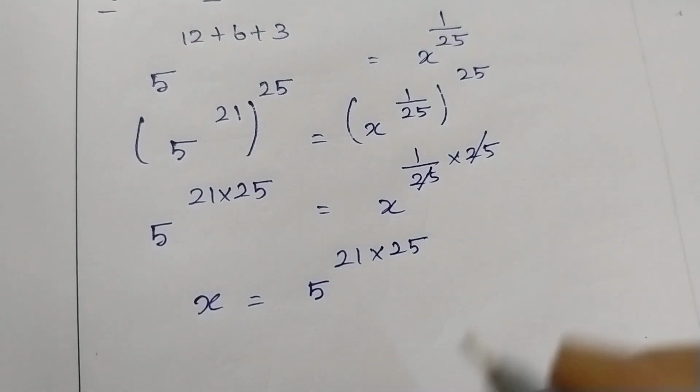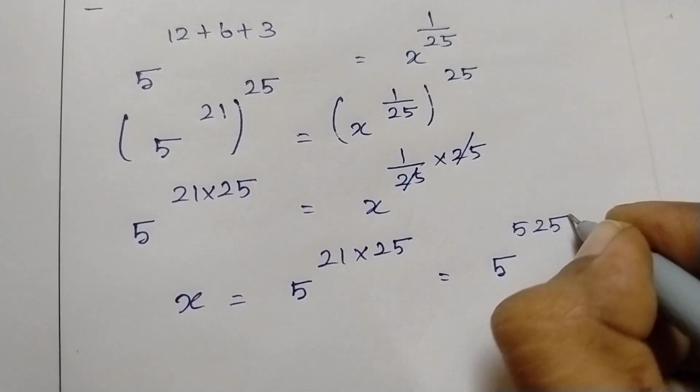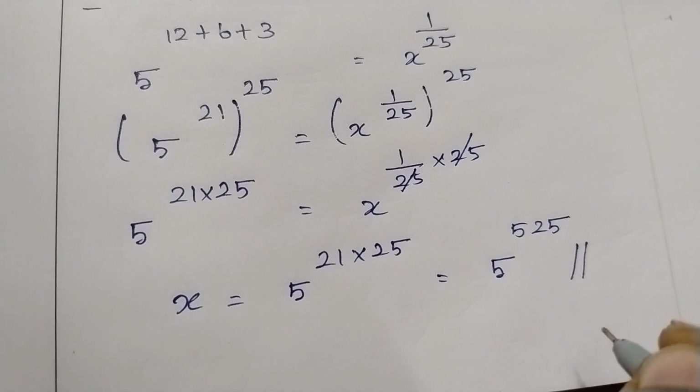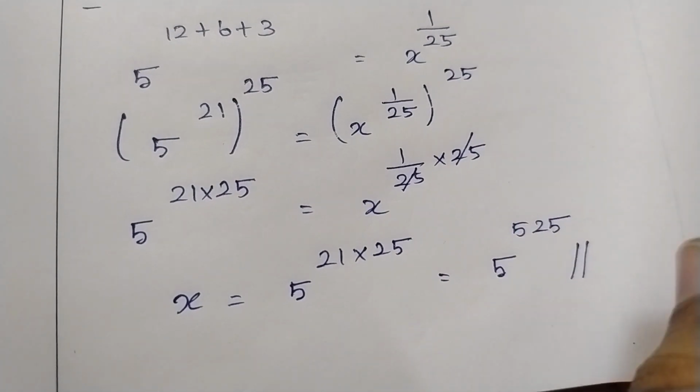21 into 25 we already found, which is equal to 5 power 525. So we get the same answer in method 2 also. So let me solve the same sum in method 3. So how to solve that? So let's move to method 3.